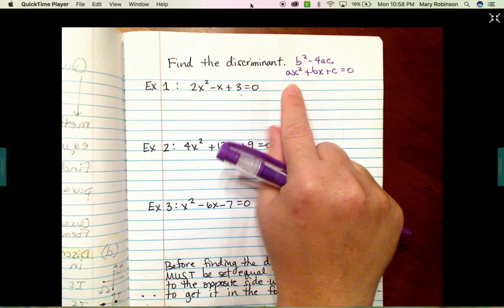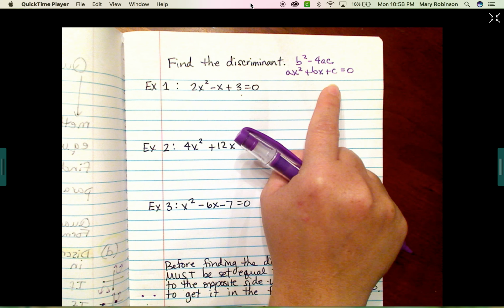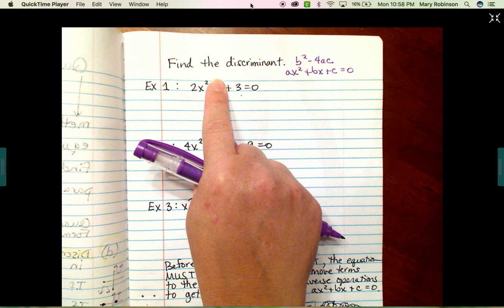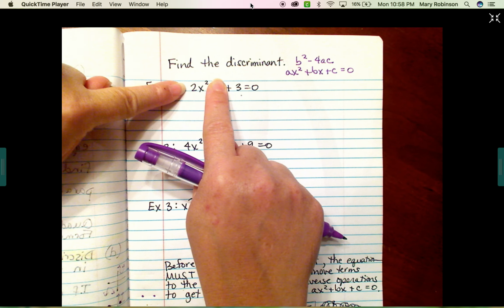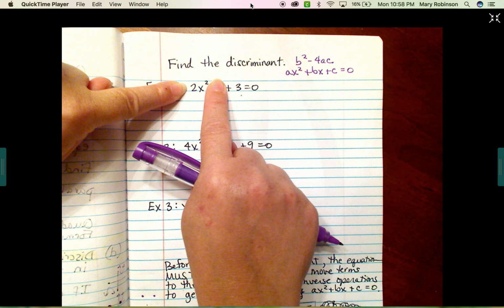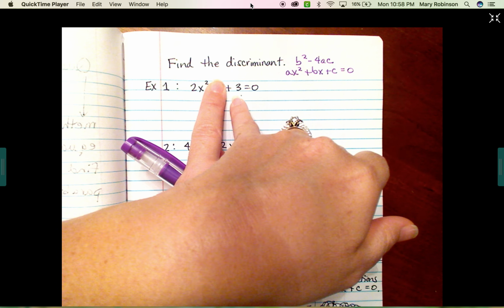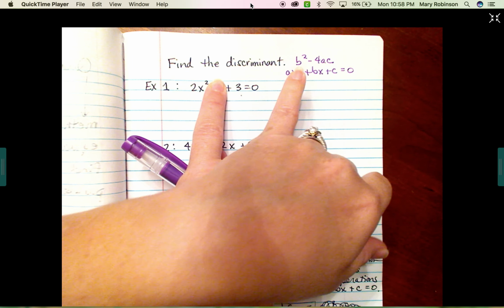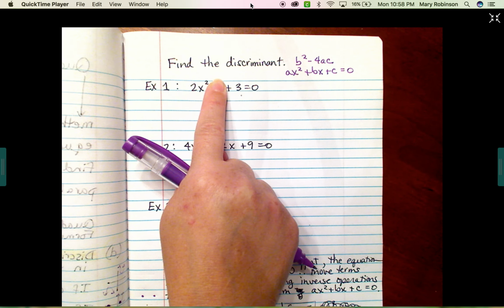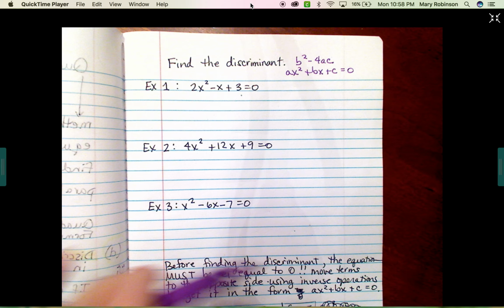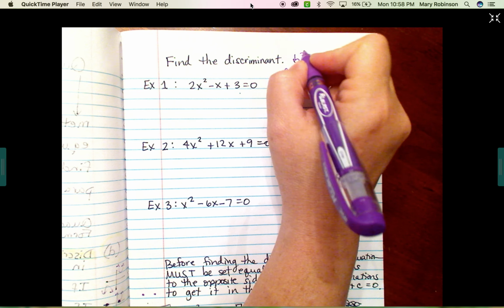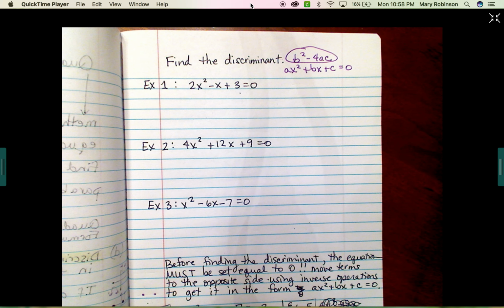Just another thing that might be important, if you don't see a value, like say this equation was just 2x squared plus 3, then our a value would equal 2, and because our constant term is always the number without a variable, c equals 3. So what would you plug in for b? A 0. You would need to plug in 0 for b because the term would be missing. So we're going to take this formula here, b squared minus 4ac, and we are going to calculate with it.